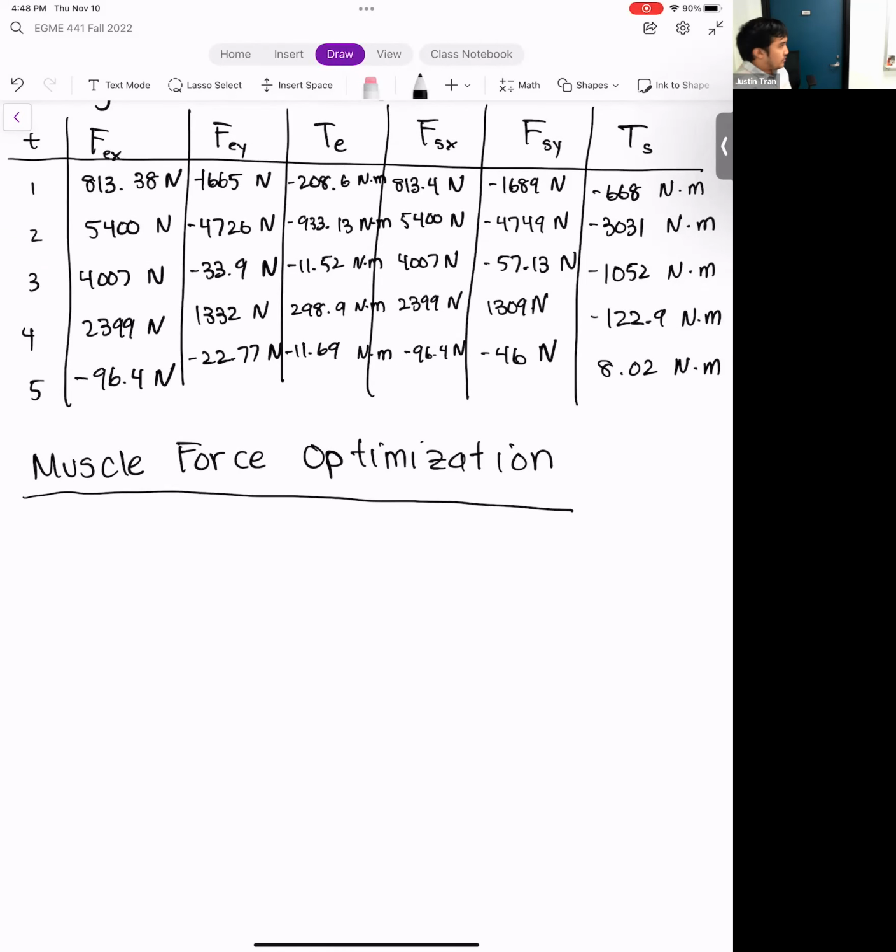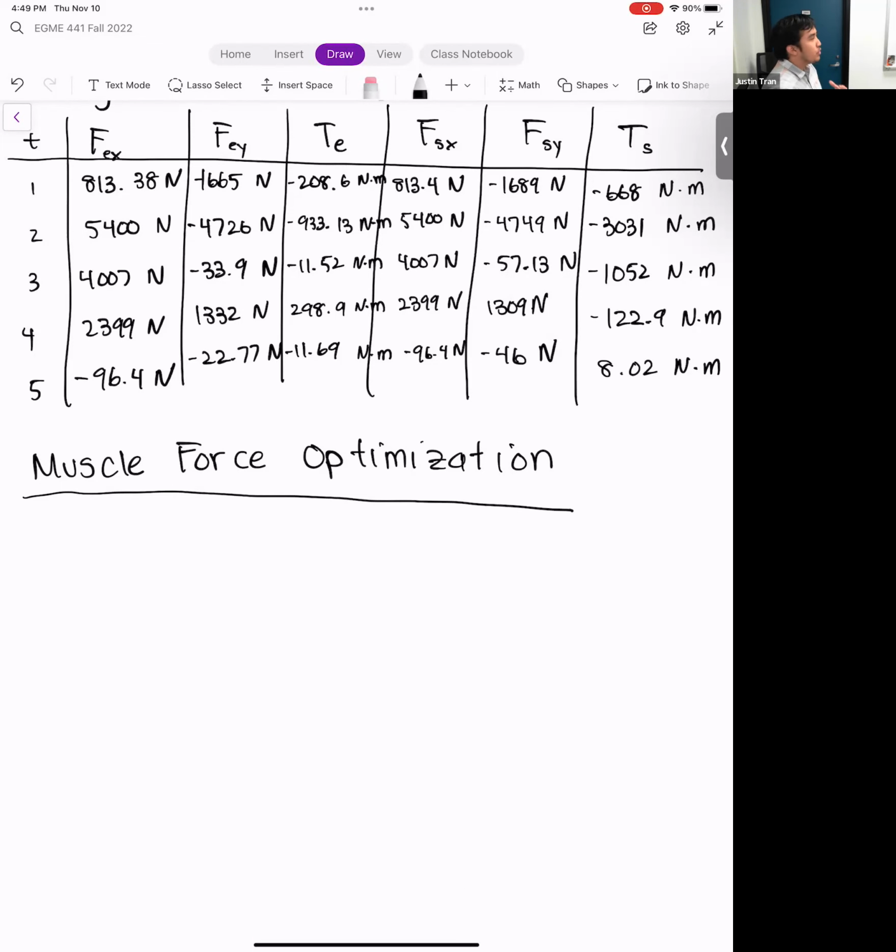Okay. So muscle force optimization. What does this mean? Let's take a step back and look at the journey we've taken to get here so far. We reviewed muscles, so we remember what muscles did. We did inverse kinematics, where we took motion capture data and used that to describe the motion in a certain way.